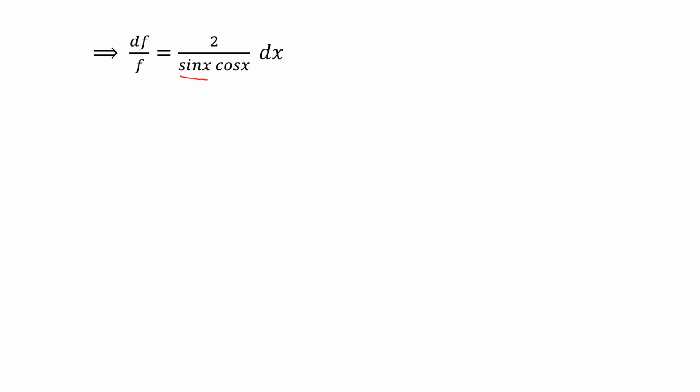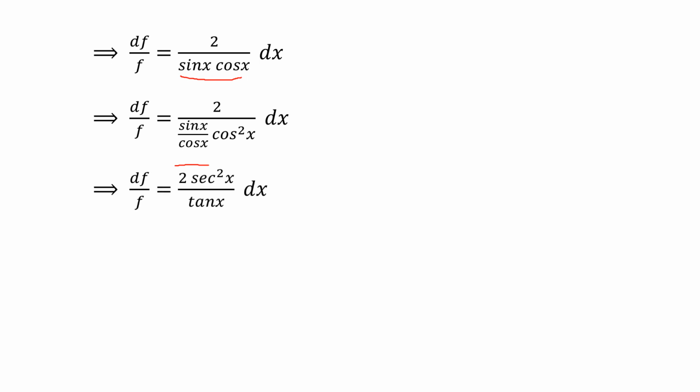Now in the denominator, multiply and divide by cos x. So we get df by f is equal to 2 by sin x by cos x into cos square x. As you know, sin x by cos x is nothing but tan x, and 1 by cos square x is equal to secant square x. Therefore, df by f is equal to 2 secant square x by tan x into dx.